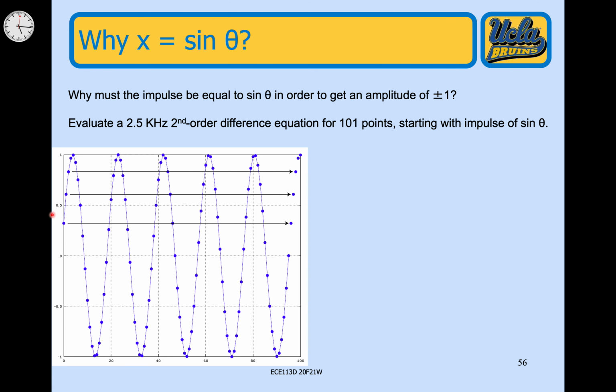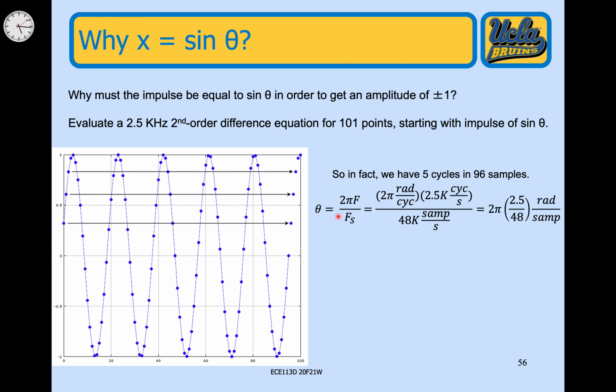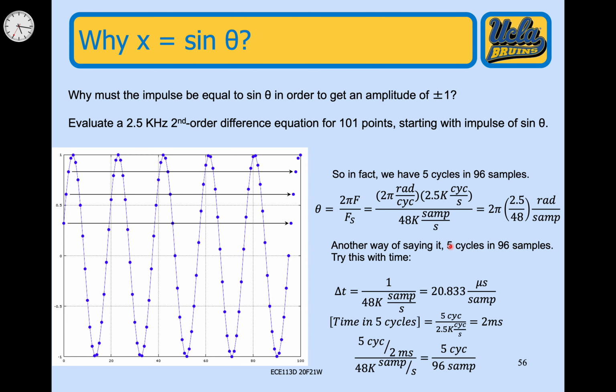And so what is that telling you? It's telling you that you've got your 5 cycles in 96 samples. So if you just do the math with the dimensional analysis, you will end up with this equation right here: 2 pi times 2.5 over 48 radians per sample. Instead of 2.5 over 48, you could say 5 over 96, multiplying numerator and denominator by 2. 5 cycles in 96 samples.